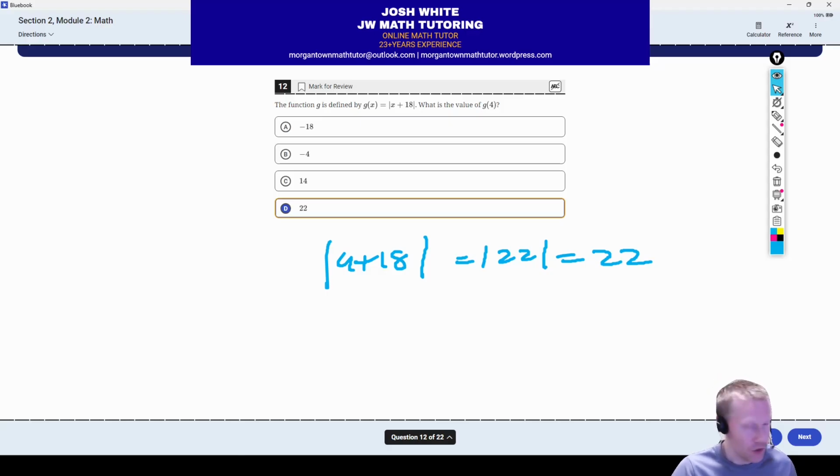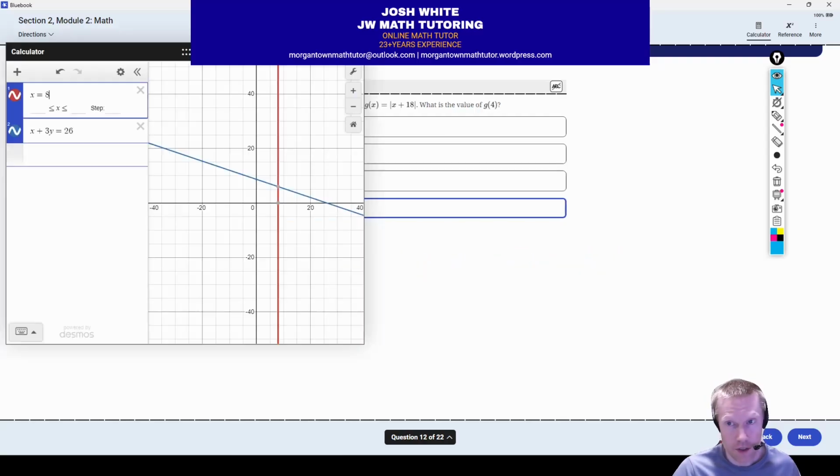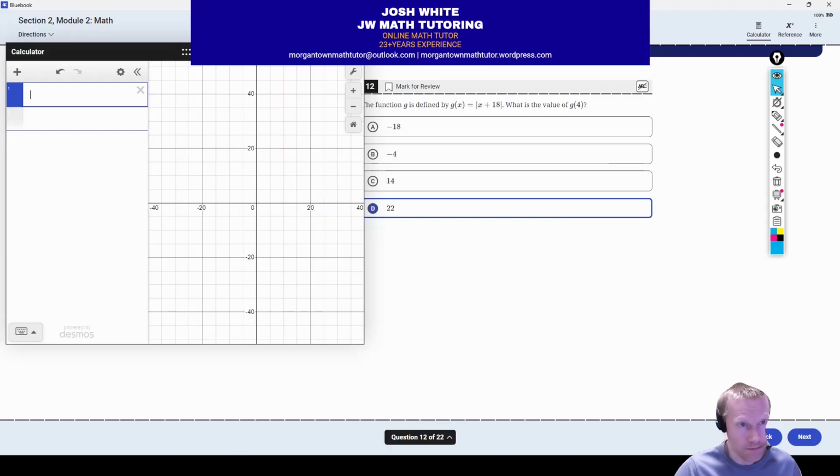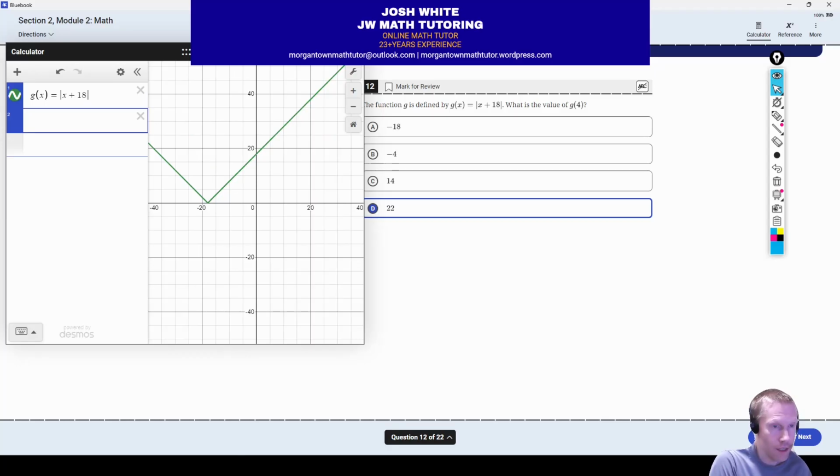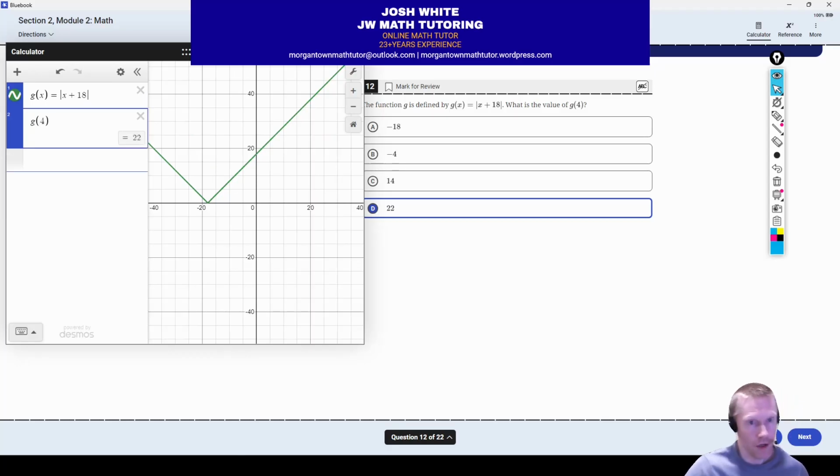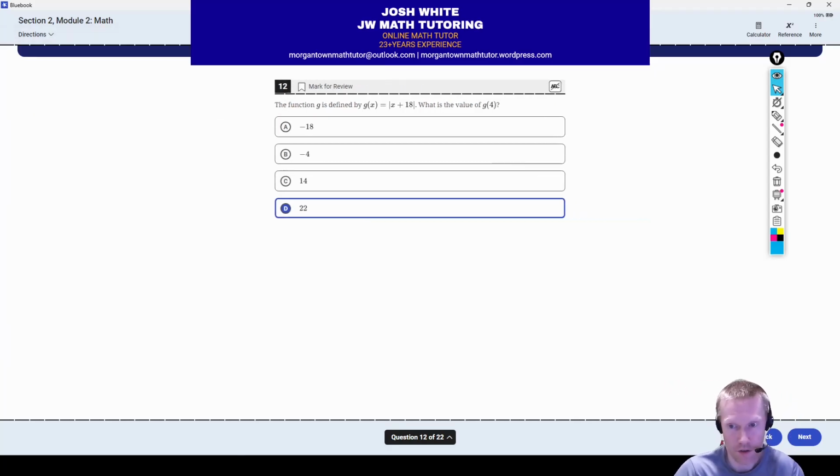And of course, you could go to Desmos, and you could do it in Desmos as well. In other words, you could just type in the function, and then you just go down here and say, what's g of 4? Okay, it's 22. There's our correct answer.